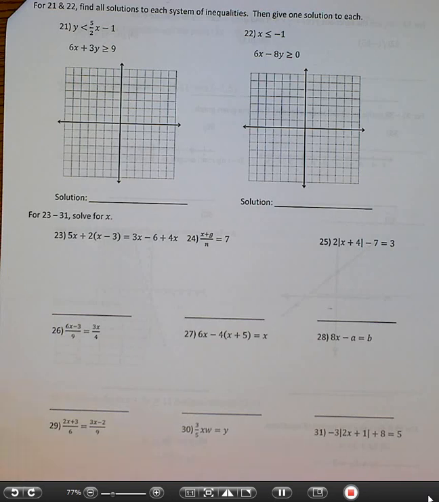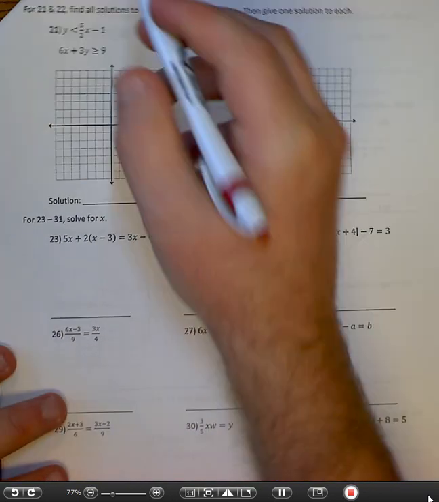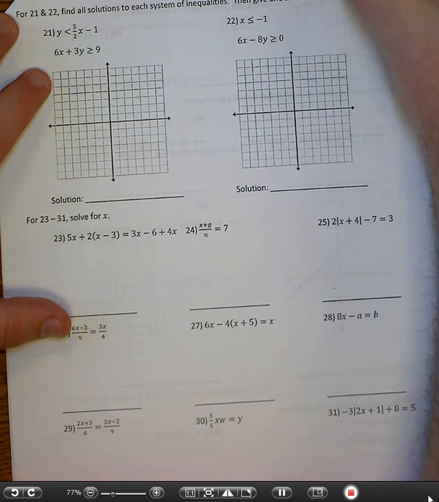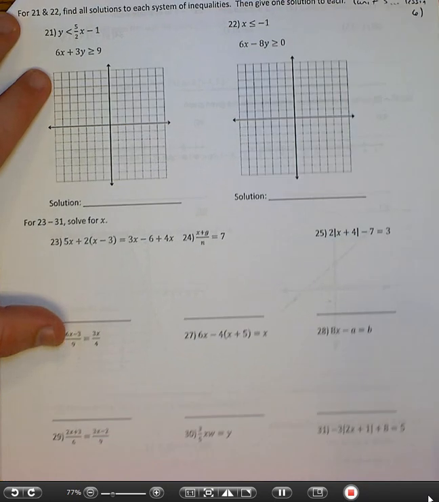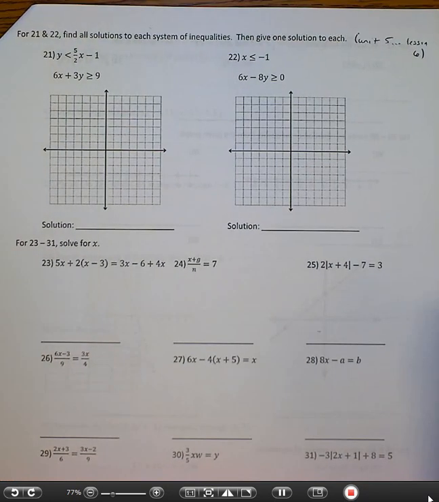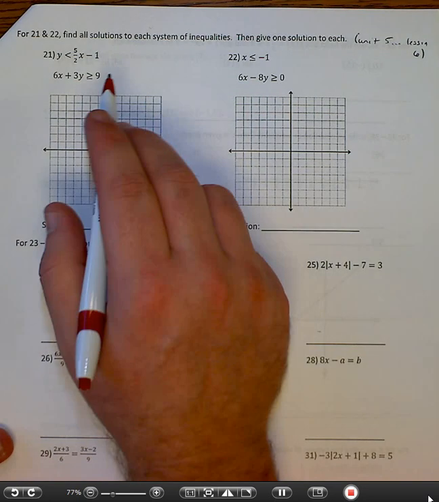Okay, page 3. First one here is Unit 5, specifically Lesson 6. Sorry, make that so you can see it. So we're finding the solutions to a system of inequalities.